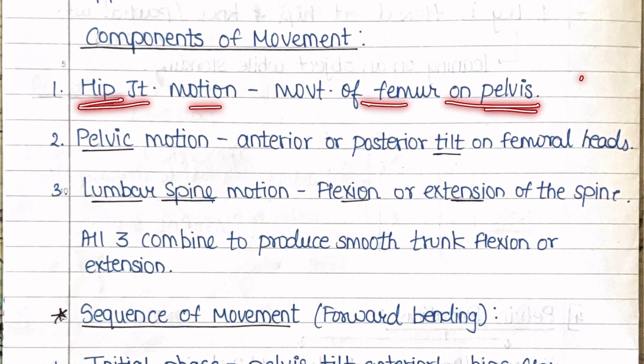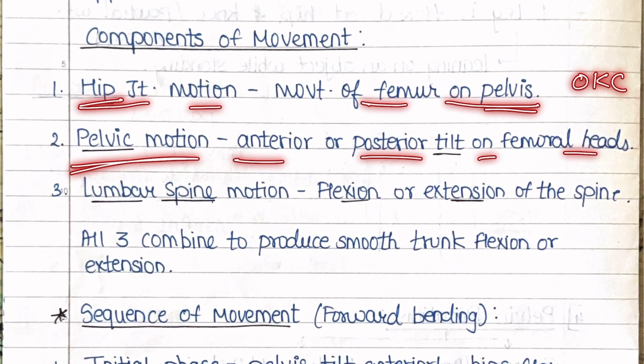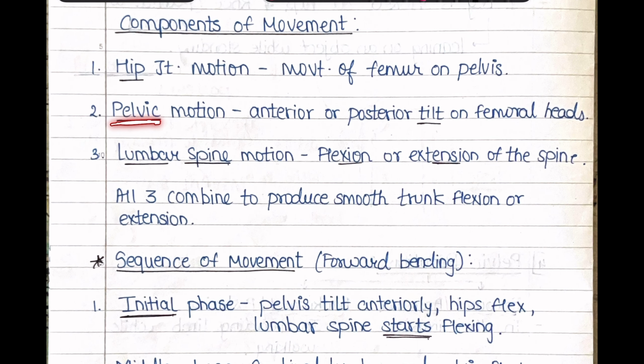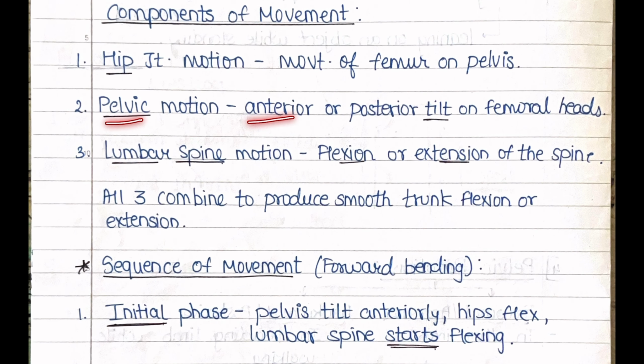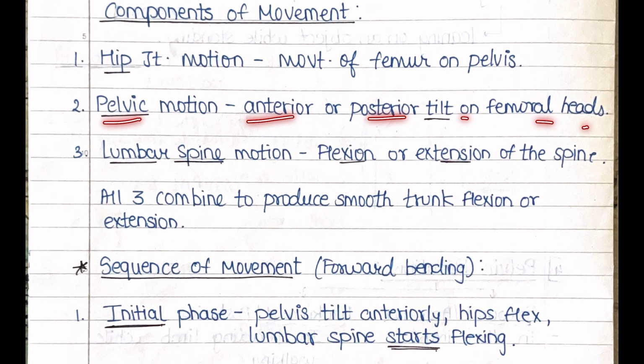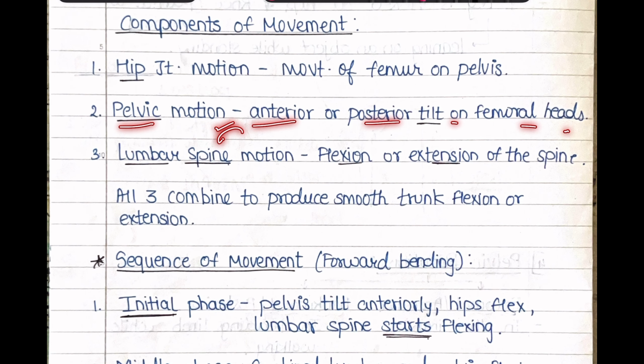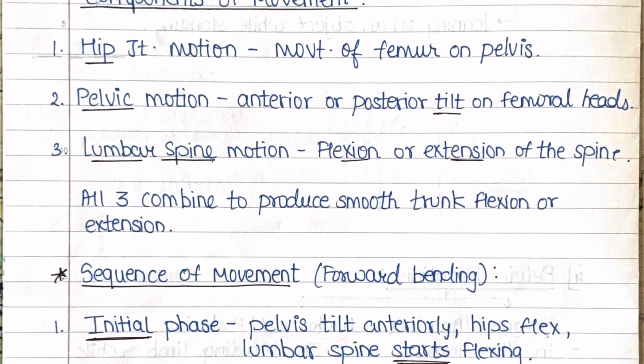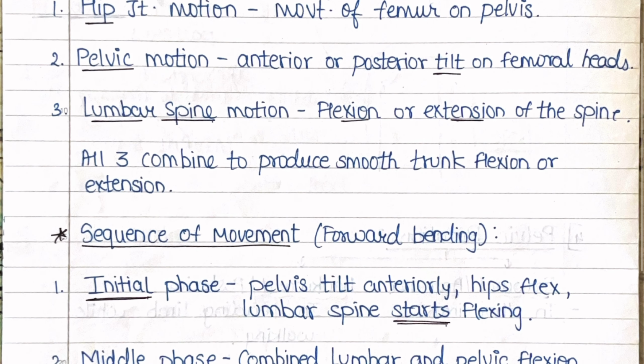So here it is OKC. Pelvic motion: anterior or posterior tilt on the femoral heads. So the components include pelvic motion, which is anterior or posterior tilt on the femoral heads. We discussed it earlier. Then the lumbar spine, which undergoes flexion or extension of the spine. So all these three combine to produce smooth trunk flexion or extension: hip, pelvis and lumbar spine.